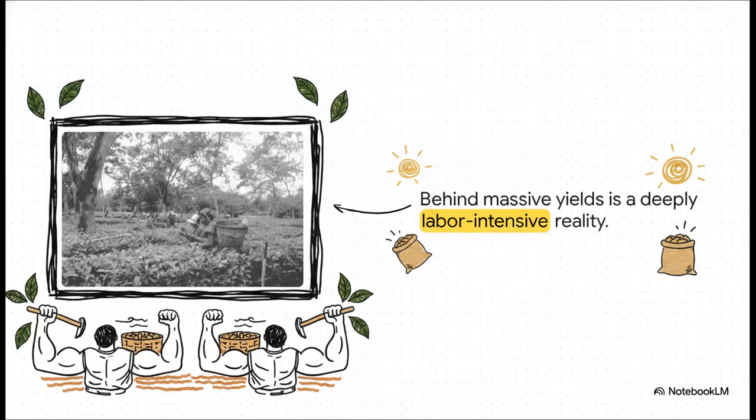But we can't just look at grand maps and percentages without acknowledging the human element. Harvesting crops, whether it's cotton, sugarcane, or, as you see here, tea leaves, is intensely physical work. This reminds us that behind all those massive agricultural yields and optimized cropping seasons is a deeply, deeply labor-intensive reality. It is the raw physical effort of millions of workers that transforms these land resources into actual, tangible economic value.